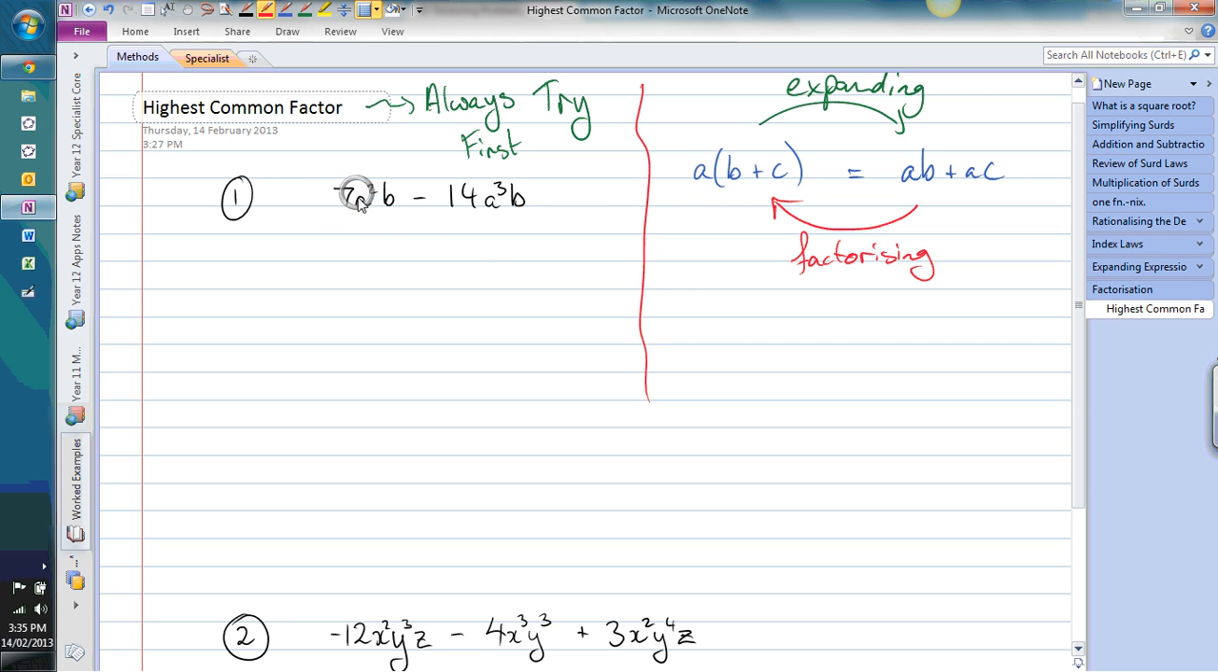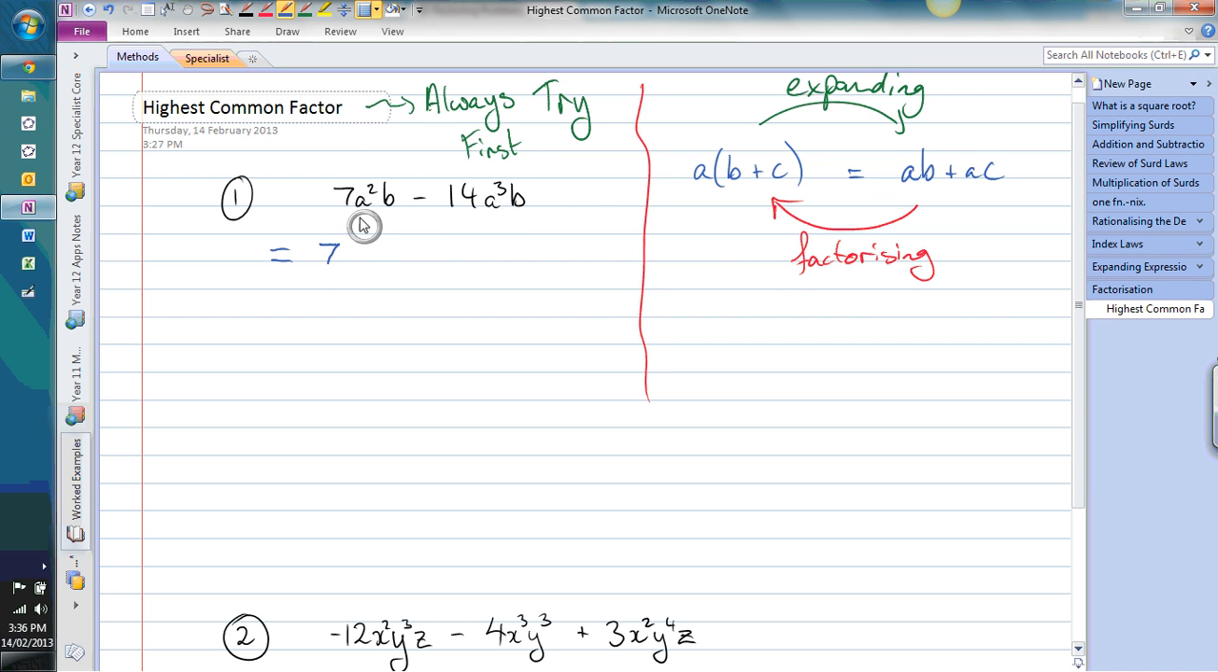And the best way to find this is to look at the coefficients to start. I've got a 7 as the coefficient of the first term and a negative 14 as the coefficient of the second one. And I'm thinking about what's the highest number that both of those can be divided by. What's the highest number that I can divide 7 and 14 by exactly? It's not hard to see that 7 is the highest common factor. Negative 14 can be divided by 7 exactly. 7 can be divided by 7 exactly.